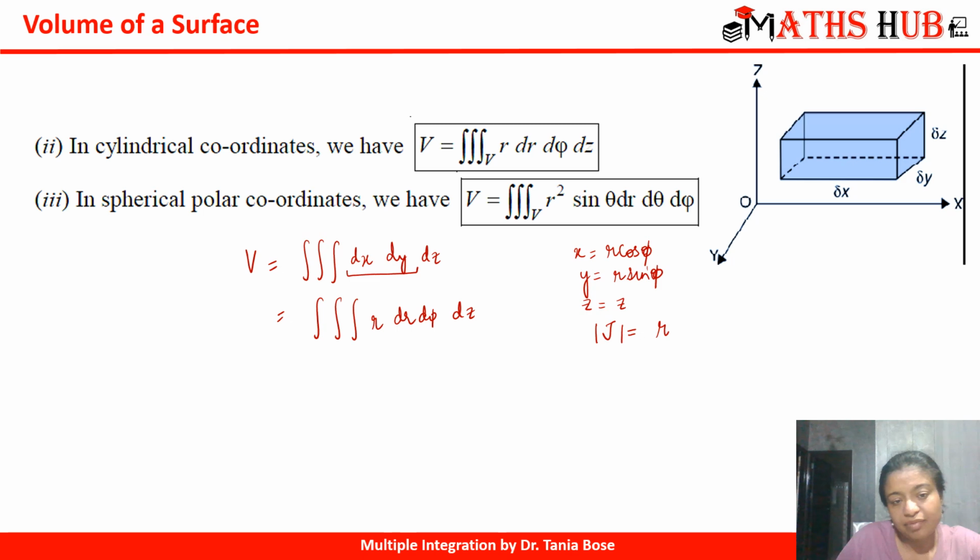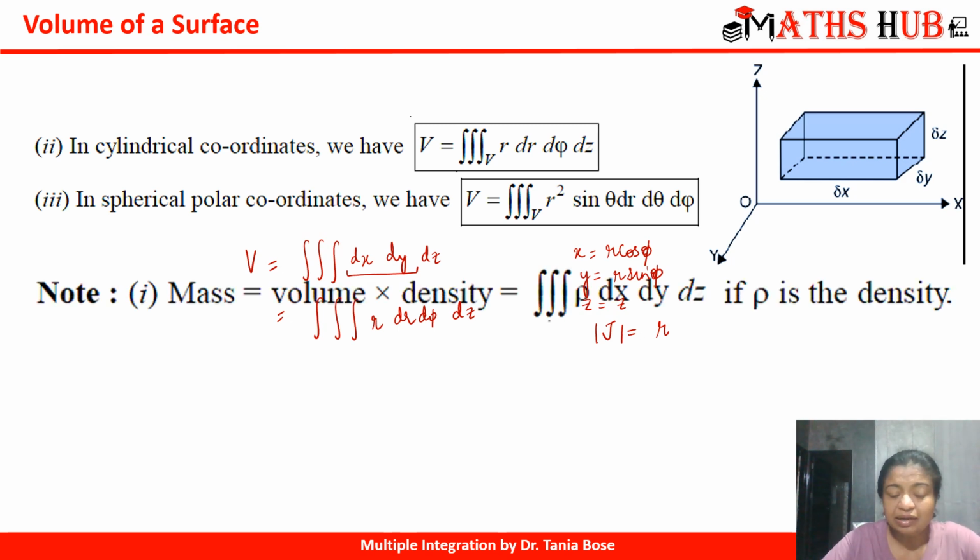In a similar way, if you remember, we converted the Cartesian system to the spherical polar coordinate system. There the Jacobian of transformation is r square sine theta, so dx, dy, dz gets converted to r square sine theta dr d theta d phi, right? And we also know that mass is equal to volume into density. So whenever we have to calculate the mass, we multiply density with the volume, where rho denotes the density of that body.